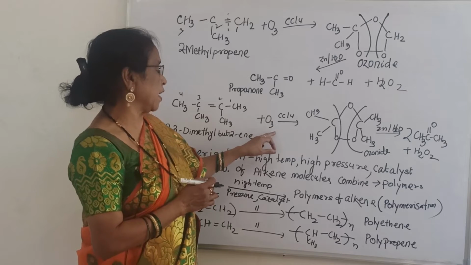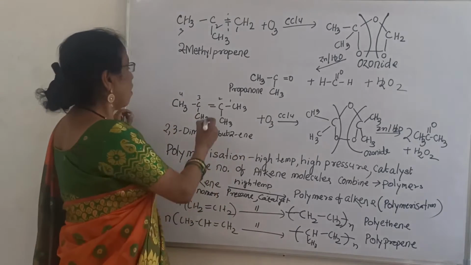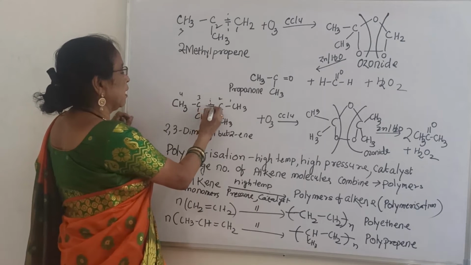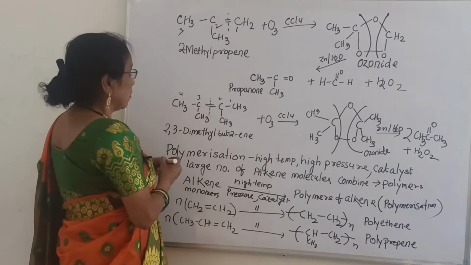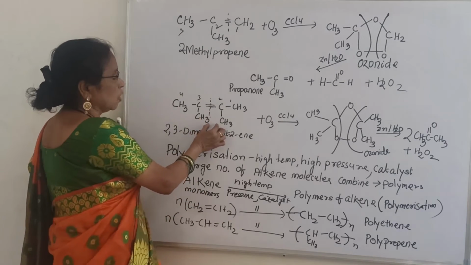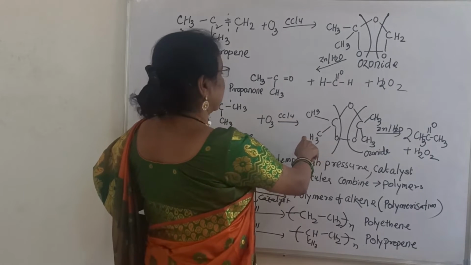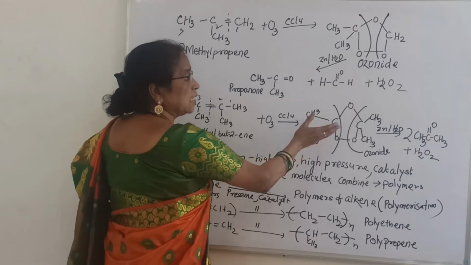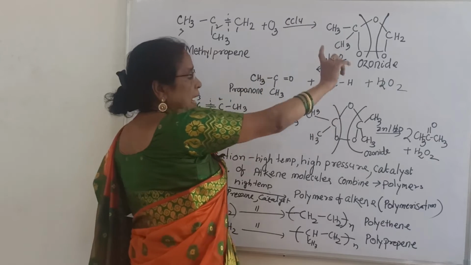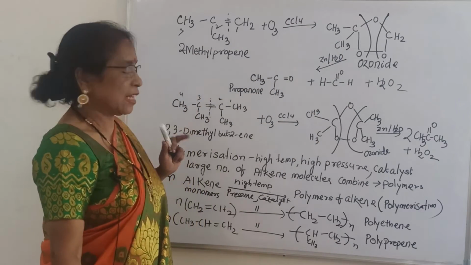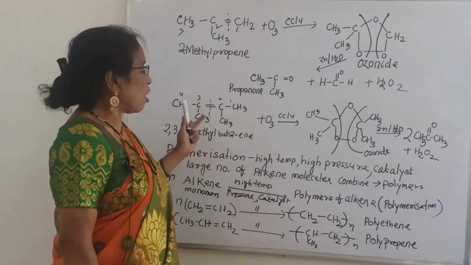When ozone O3 is added, what happens? Here the bond will break, and here the bond will break, and it gives ozonide, because two oxygens are added below and one oxygen above. The structure becomes like this: CH3 on one side, CH3 on the other side, two oxygens down, one oxygen up, and this is the corresponding ozonide. You can say 2, 3 dimethylbutene ozonide.